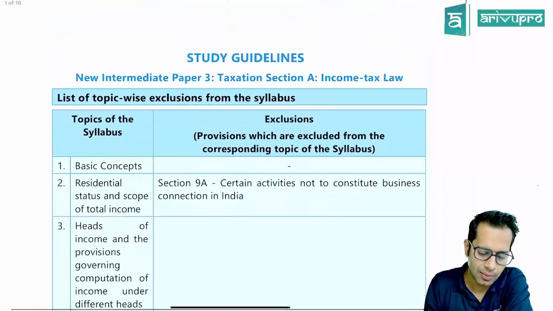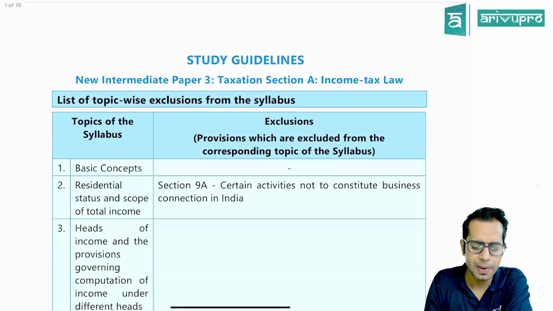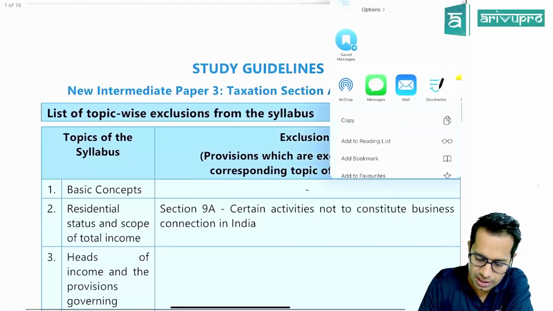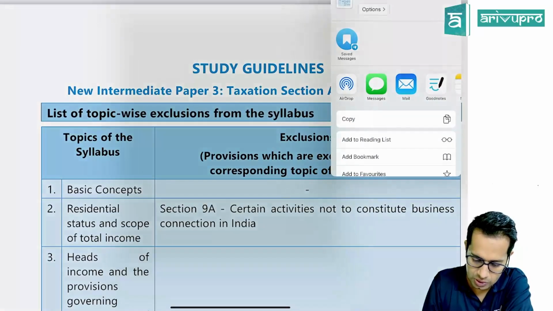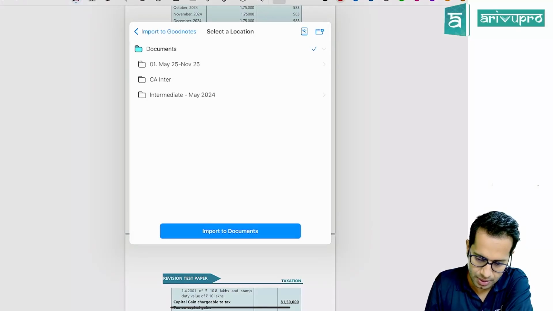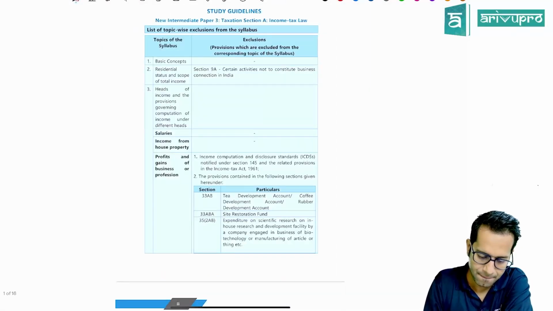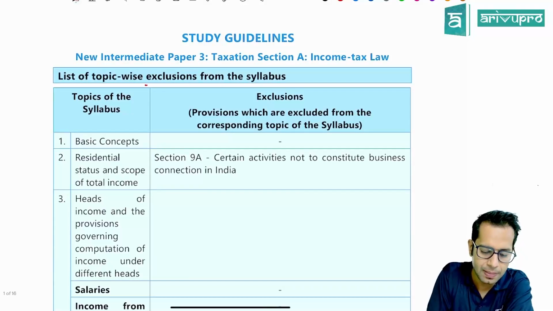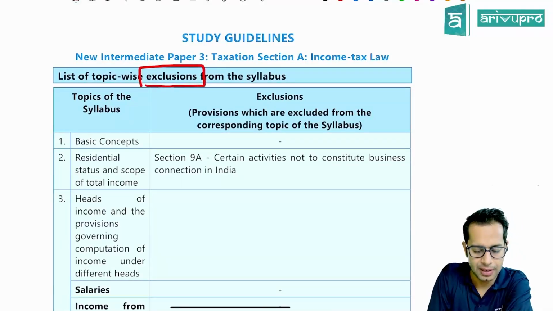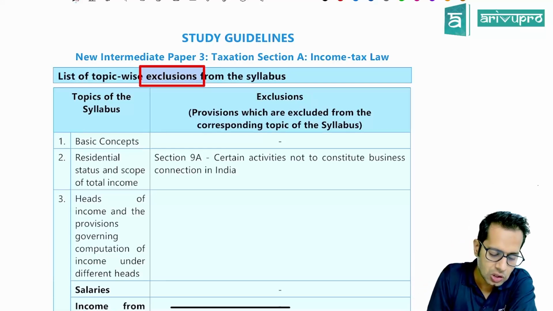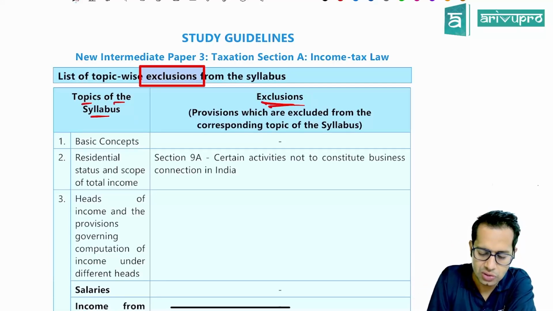Now if you talk about income tax, the new Intermediate Paper 3, Section A, Income Tax Laws, what are the different things which are excluded? I'll just take this so that I can mark. So what are they talking about, sir? What are the different things which will be excluded from your topics, meaning these things you don't have to study? What are those things, sir? Topics of syllabus exclusions.